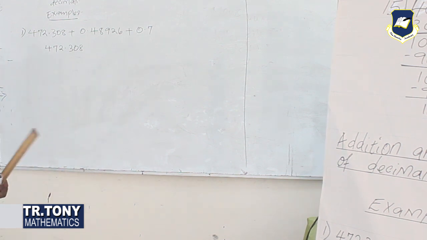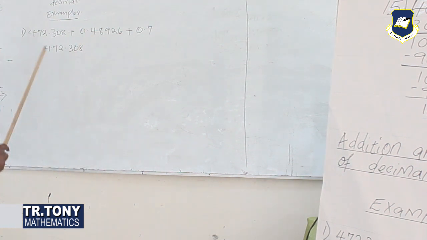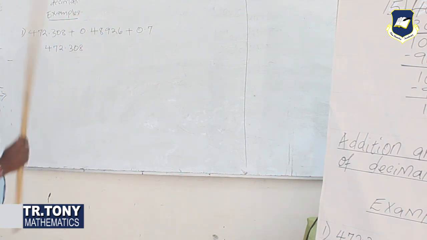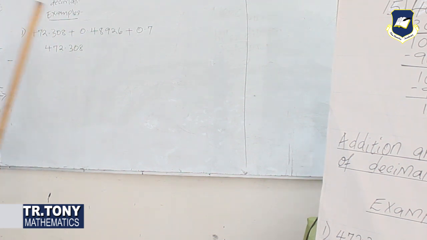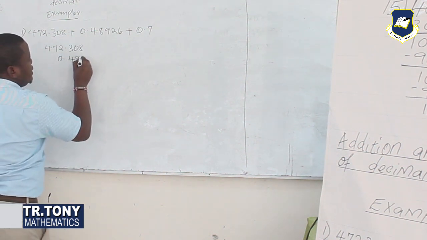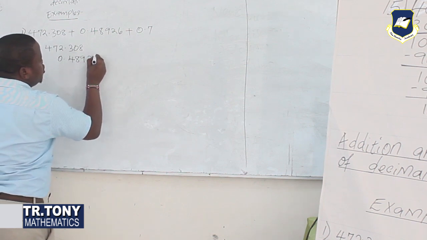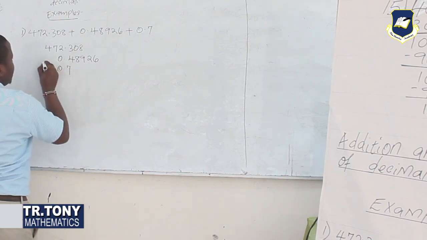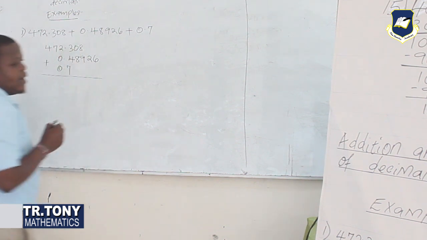472.308. Now when you look at these digits, 3 here is in the place value of tenths. When we come to the second part, 4 is in the place value of tenths. So you should be able to align the digits according to their place values. So this one will be 0.48926. Then you add to 0.7. Remember, we are adding.